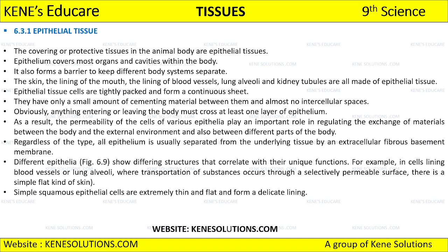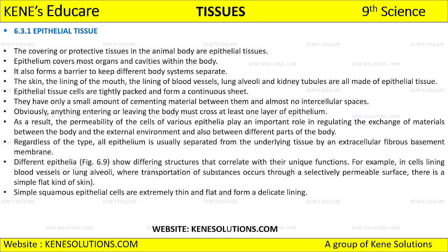These are all examples. Okay, and know this, that epithelial tissue cells are tightly packed and they form a continuous sheet where they have only a small amount of cementing material between them, and there is no intercellular space present in between. There is no intercellular space present in the epithelial tissue, and they have a small amount of cementing material present between each of them.